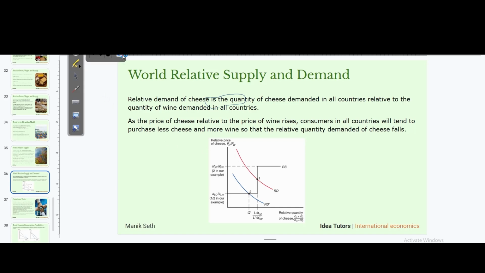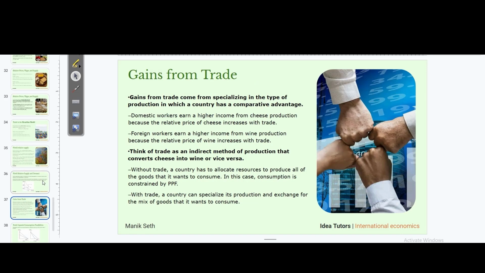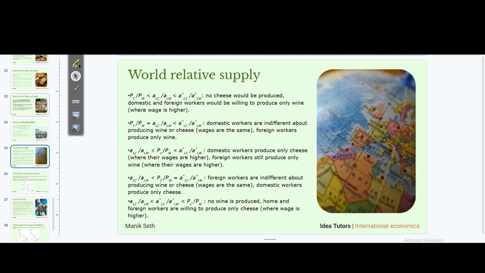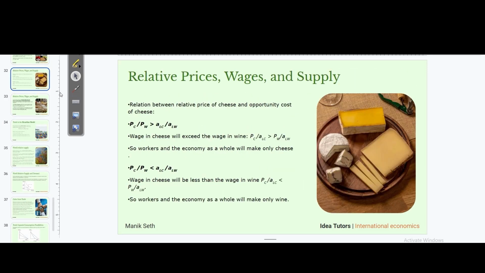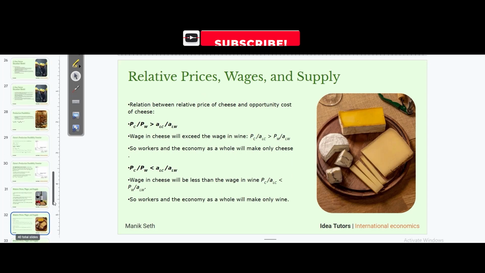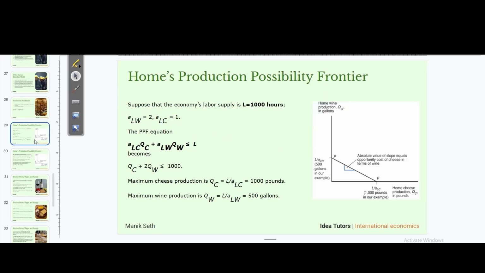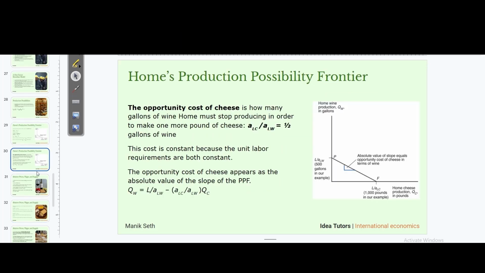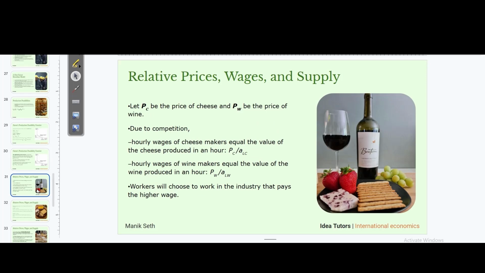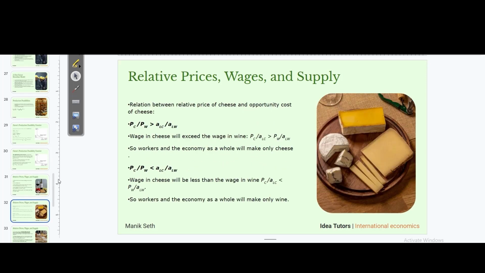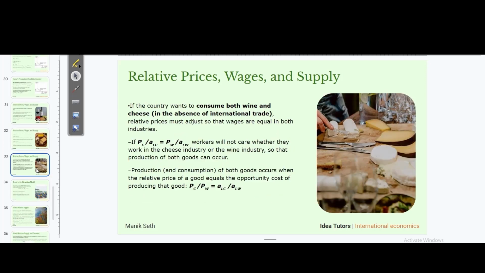So what we covered here is the Ricardian model. We just focused on the Ricardian model. We learned what opportunity cost is and how that opportunity cost impacts the wages, and then wages impact the supply of the good, and this decides what will be traded, based on comparative advantage.